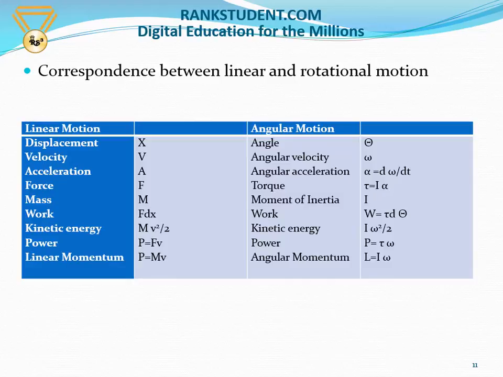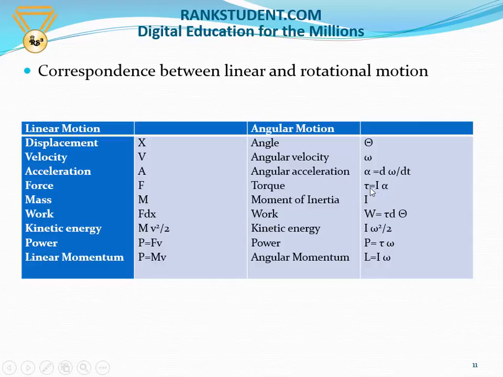Here what we have done is to summarize the correspondence between linear and rotational motion. Linear motion terminology is by now familiar to you: displacement x, velocity v, acceleration a, force F, mass m, work F dx, etc. The corresponding terminology for angular motion is given in this column here. Corresponding to displacement, we have the angle. The velocity is measured in angular velocity, omega. Angular acceleration is the rate of change of angular velocity, d omega by dt.